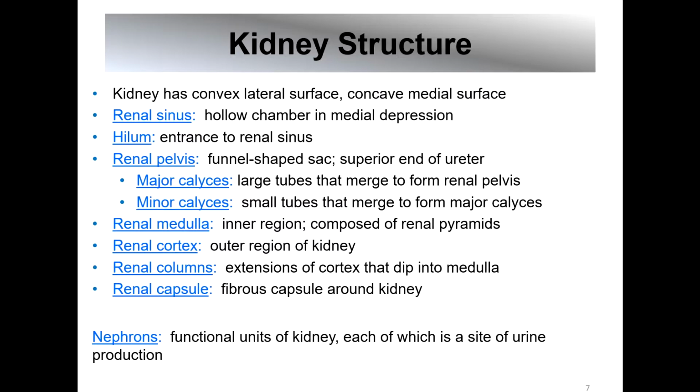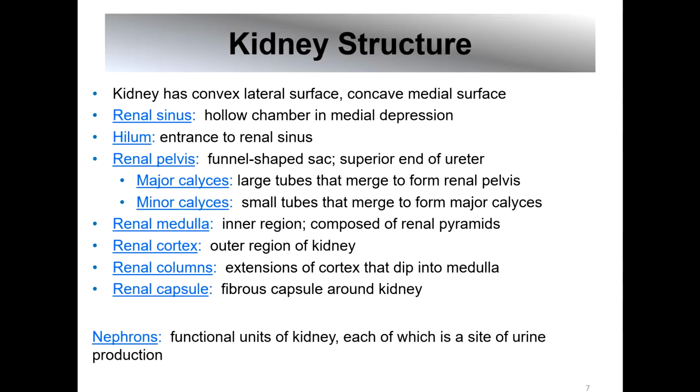All right. Good. So the renal sinus is a hollow chamber in the medial depression of the kidney, and the hilum is the entrance to that sinus. The renal pelvis is a funnel, which is going to collect urine from the entire kidney. We also have the major calyces and the minor calyces, and this is actually kind of in reverse order. The urine flows from collecting ducts into the minor calyces, then into the major calyces, and then finally into the renal pelvis, which is again that funnel that collects all the urine and passes it on to the ureter.